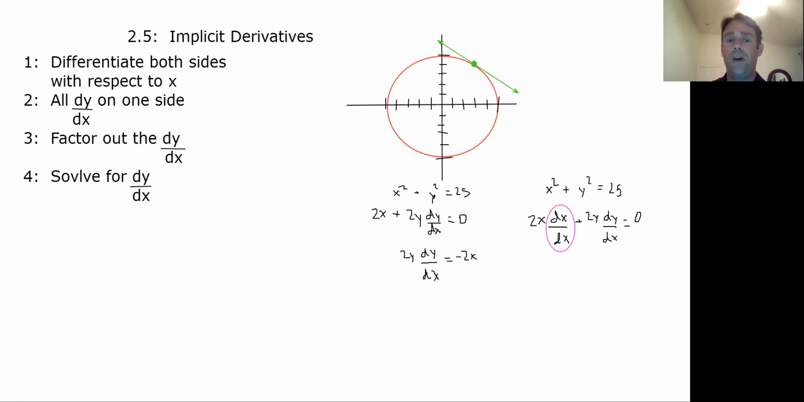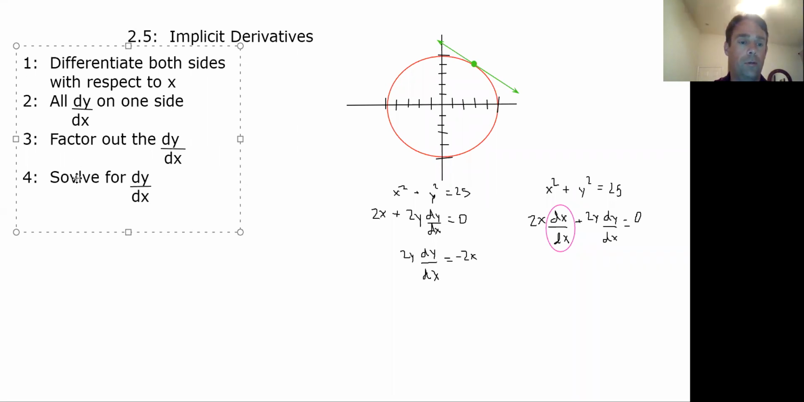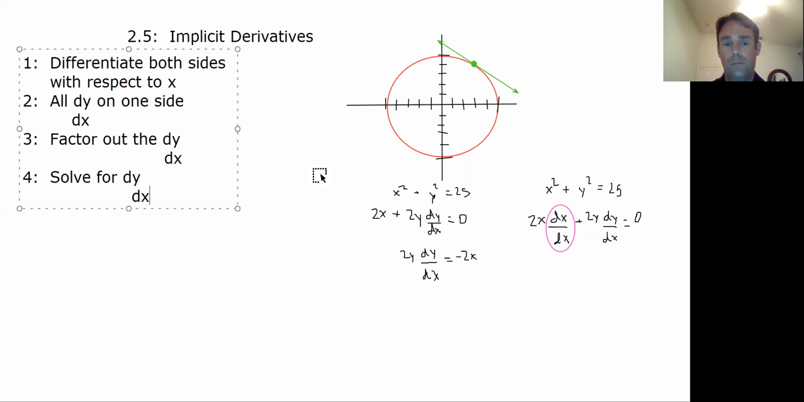And the last part is factor out or solve for whatever's left. Now that is a very interesting way to spell solve, I'm not gonna lie. How about we fix that real quick? There we go. All right, so whatever's left, now we're gonna go ahead and divide everything by whatever's with dy dx. So I'm going to divide both sides by 2y.